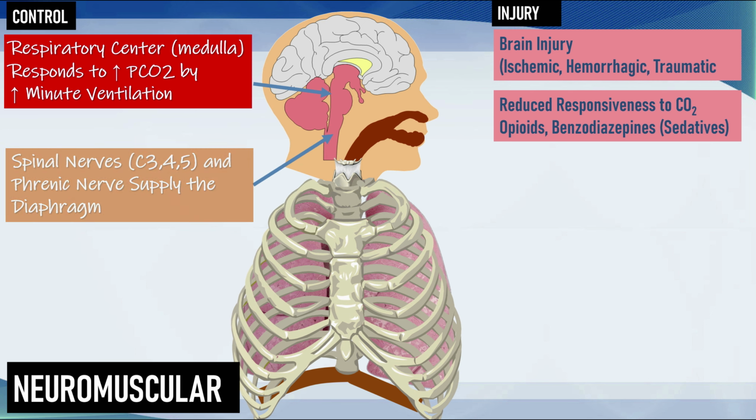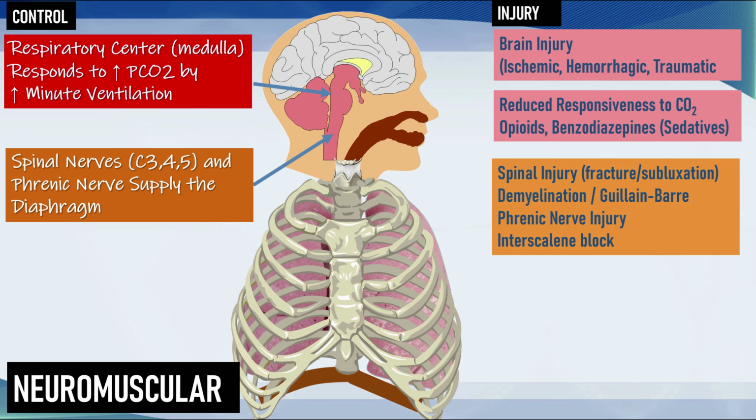There may be a problem at the spinal nerve level, C3, C4, C5, and the phrenic nerve supplied by the diaphragm. This can be caused by a spinal injury, a fracture, a subluxation, demyelination, Guillain-Barré syndrome, a phrenic nerve injury, or indeed an interscalene nerve block.